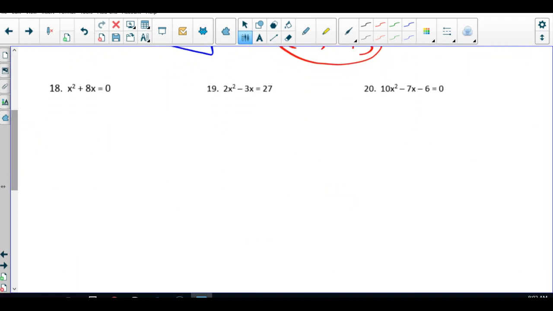Number 18. This is a unique one. There is one like this on your test, so hopefully you've made it to this point.